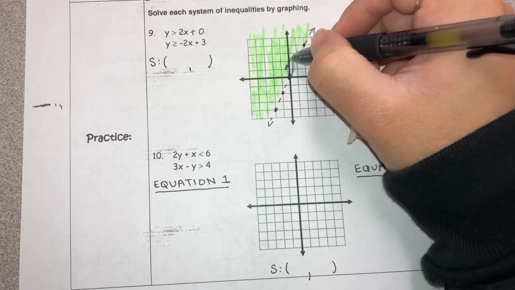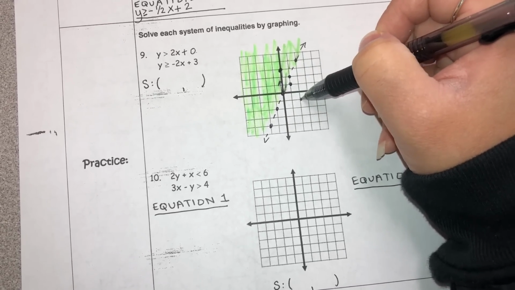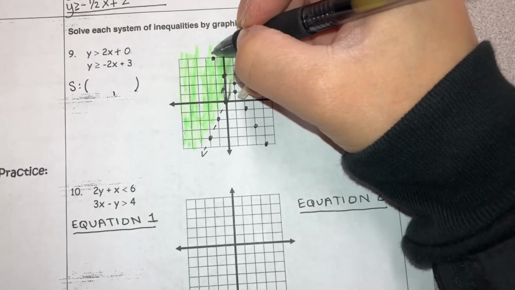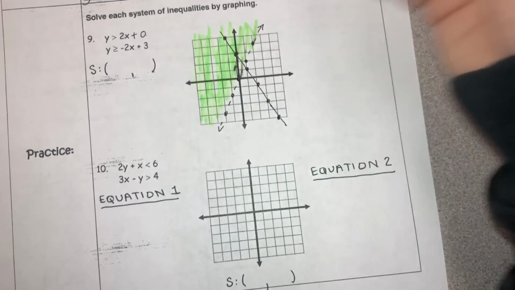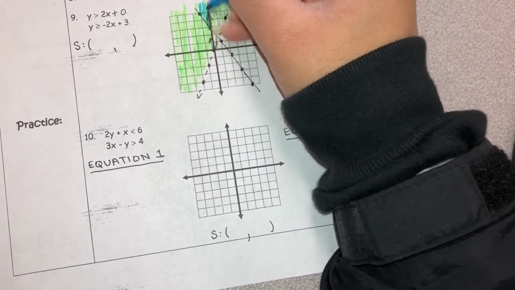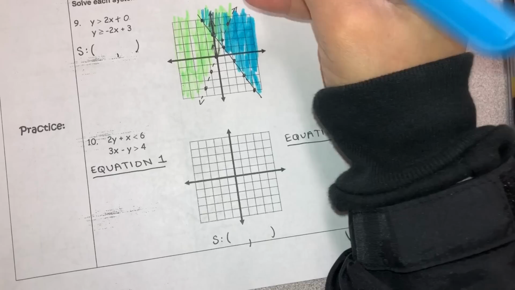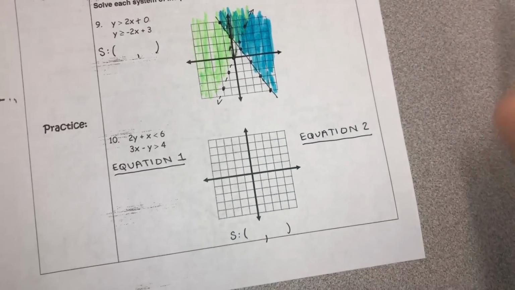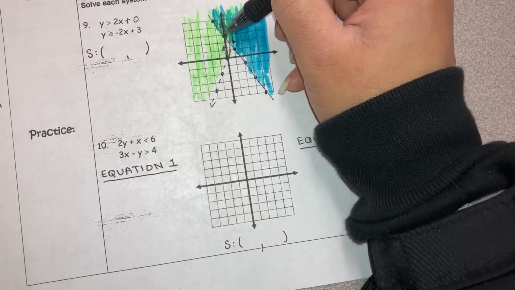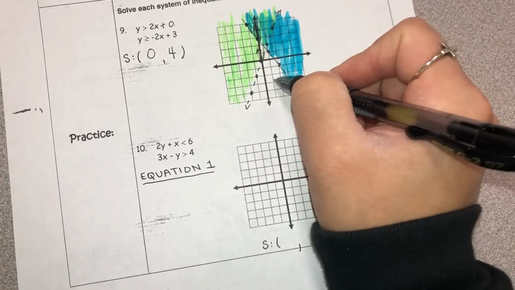All right, solid line. Y-intercept of 3. Negative slope, so down 2, right 1. Down 2, right 1. I could also go up 2, left 1, and it's a solid line. And this one is greater, so I stand here and I go up. So there is my solution area right here, the double shaded. So I'm going to go ahead and pick 0, 1, 2, 3, 4. 0, 4. And the non-solution could come from either the green, the white, or the blue.